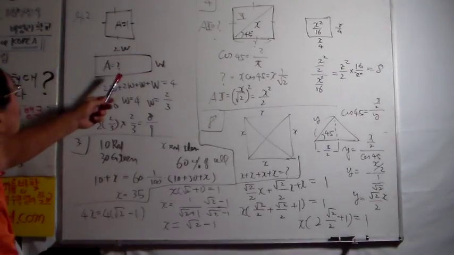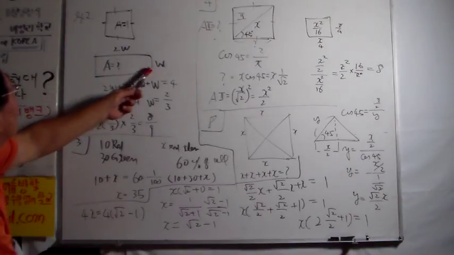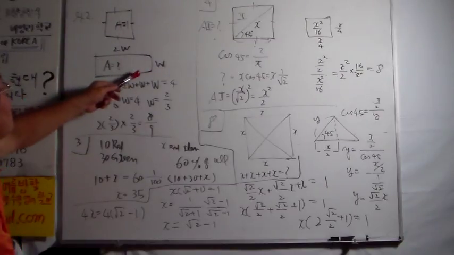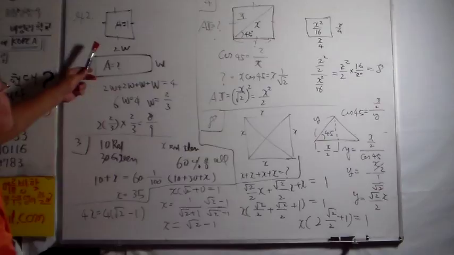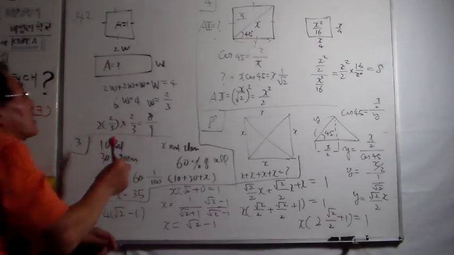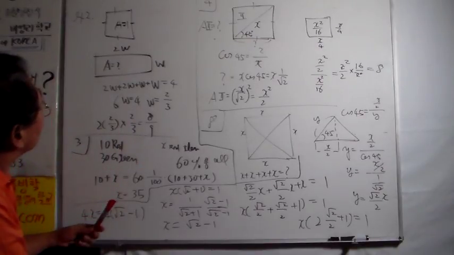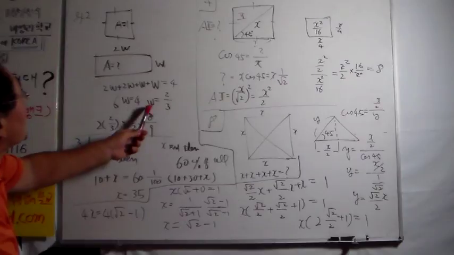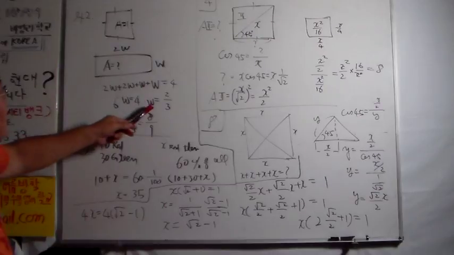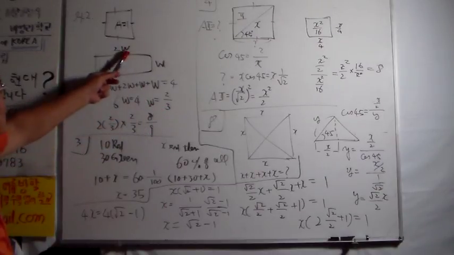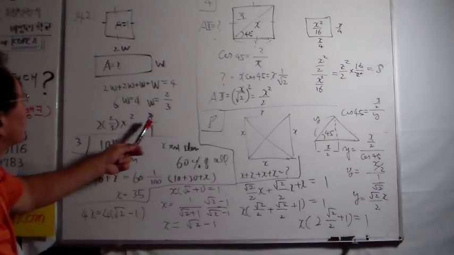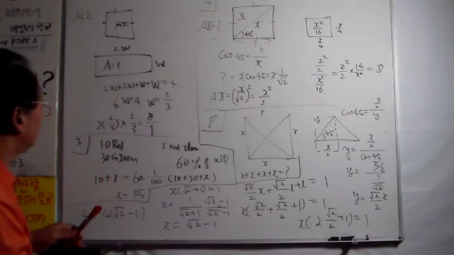So 2W right there, W, W is 4, because this perimeter is the same as this perimeter, right? So it equals 4. So 6W equals 4, so W is 2/3. So what is the area of this? W is 2/3, so we plug in: 2 times 2/3 times 2/3. So 8/9. Okay, simplification.